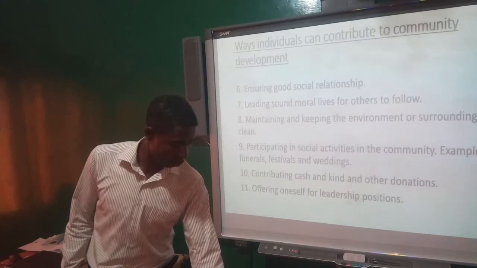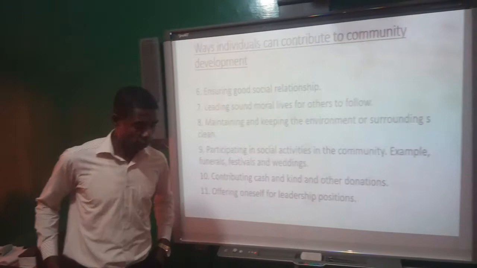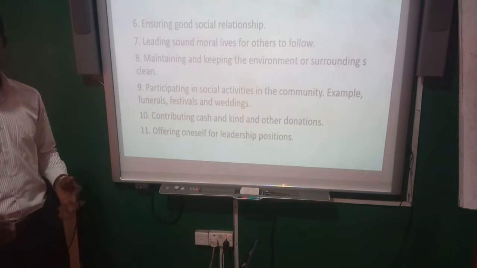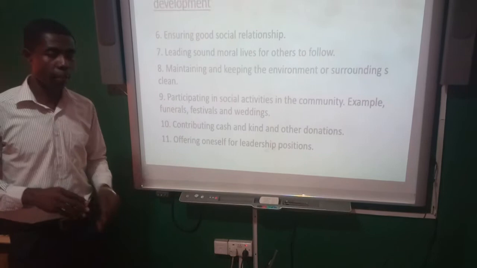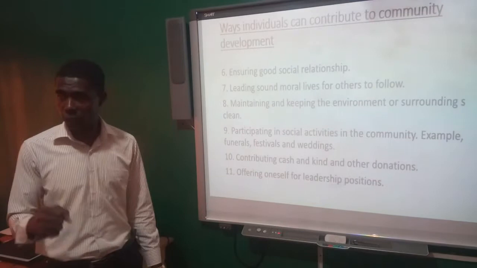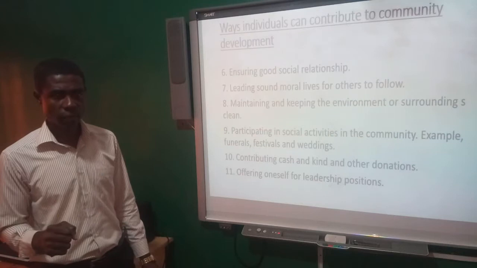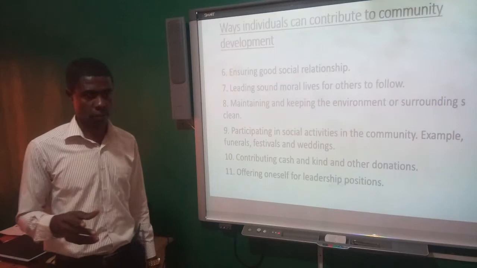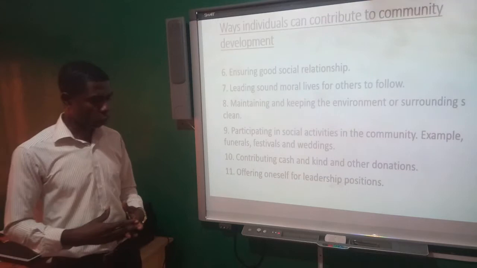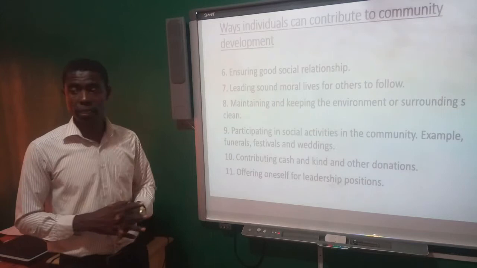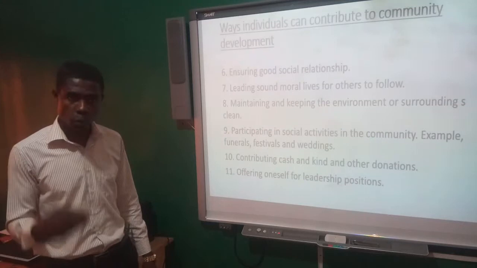Now, let's move on. Another contribution the individual can offer to ensure the development of your community is to ensure good social relationship. You should live in harmony with one another. You know, Ghana is inhabited by so many tribes and ethnic groups, and therefore you should be able to coexist with one another. So one of the key things that an individual is supposed to exhibit in your community is to ensure there is good neighborliness, or what we call good social relationship. Good.